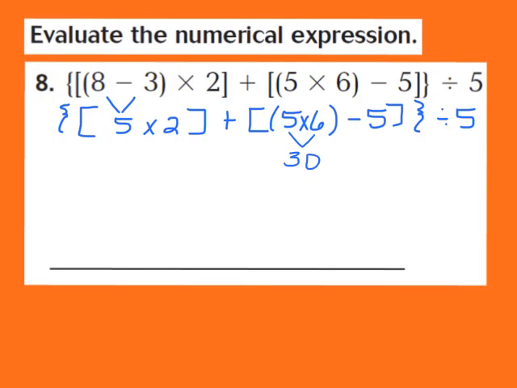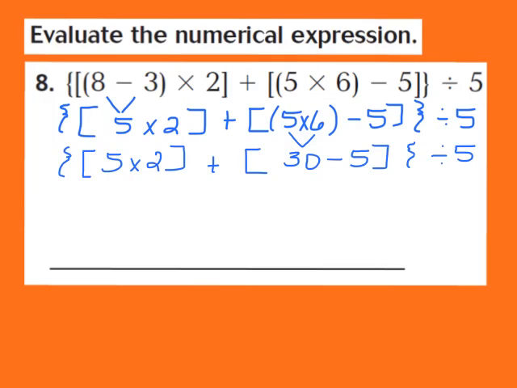So I'm going to go ahead and rewrite the problem once again. I'm going to start over here on the outside where I have my braces, and then inside my set of brackets I have 5 times 2, and that's going to be plus, now inside a set of brackets, 30 minus 5, and then outside I have the braces once again, and then it's all going to be divided by 5.